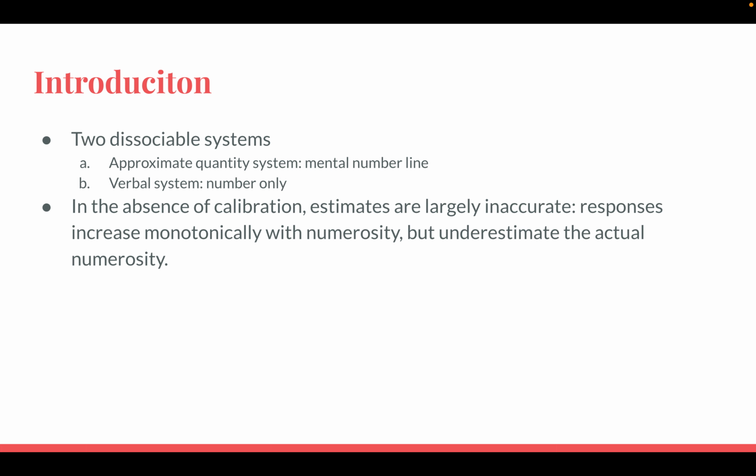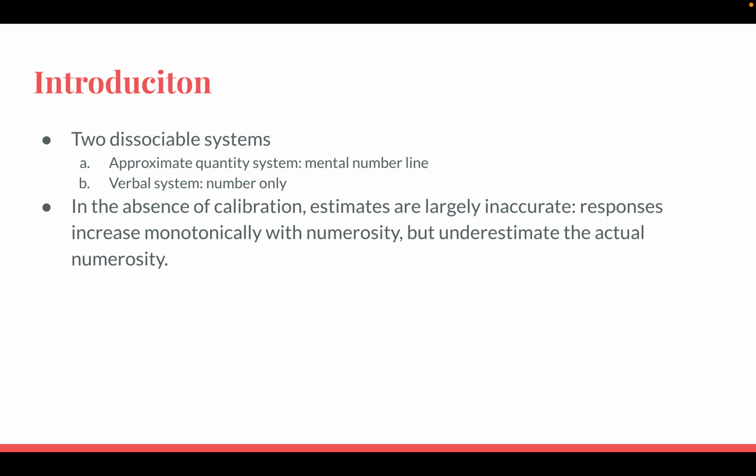Human adults are thought to possess two dissociable systems to represent numbers. First is an approximate quantity system akin to a mental number line. The other is a verbal system capable of representing numbers exactly. In the present study, they investigate the interface between these two systems using an estimation task.